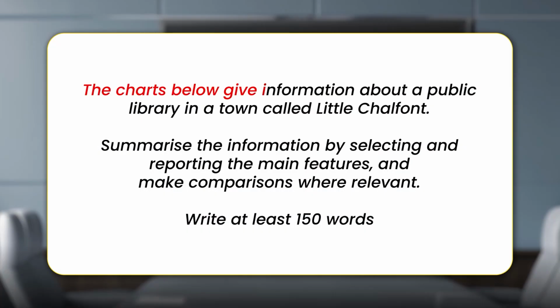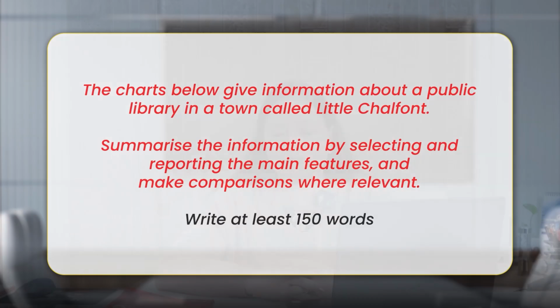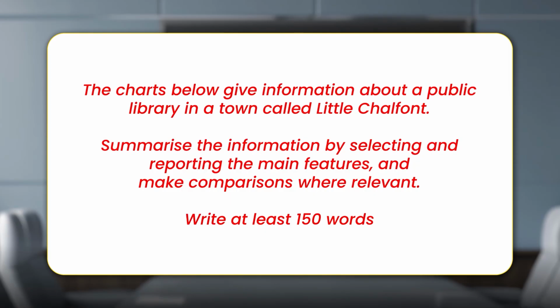The charts below give information about a public library in a town called Little Chalfont. Summarize the information by selecting and reporting the main features and make comparisons where relevant. The task 1 question statement itself tells you what to do. You have to summarize the information, you have to report the main features and make comparisons, only relevant ones. And you have to write 150 words at least.